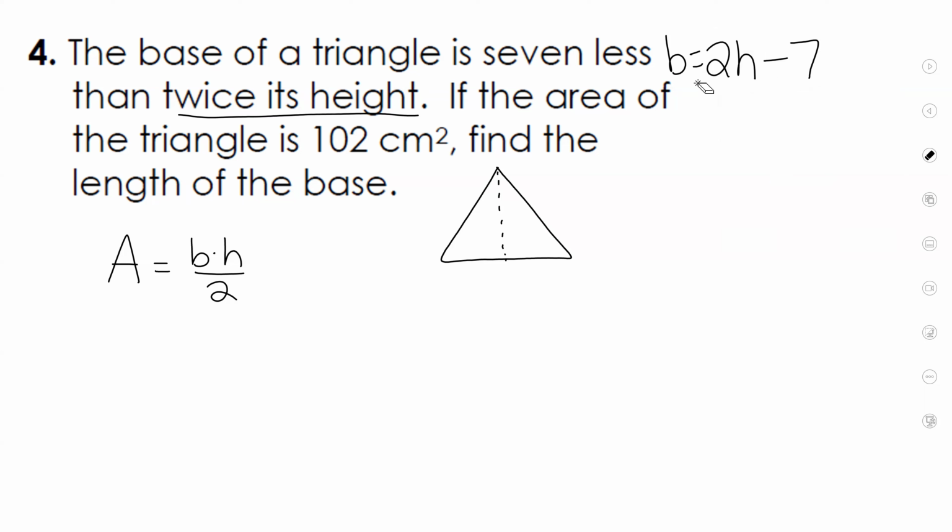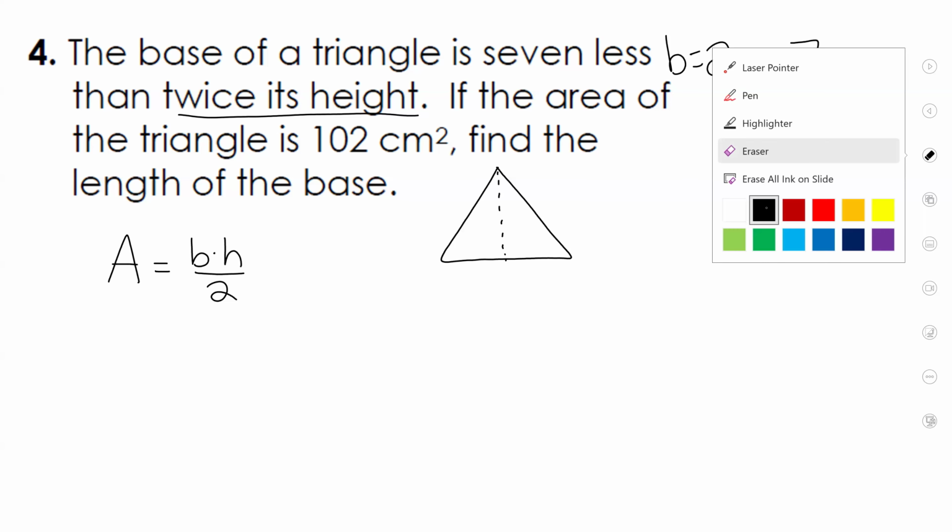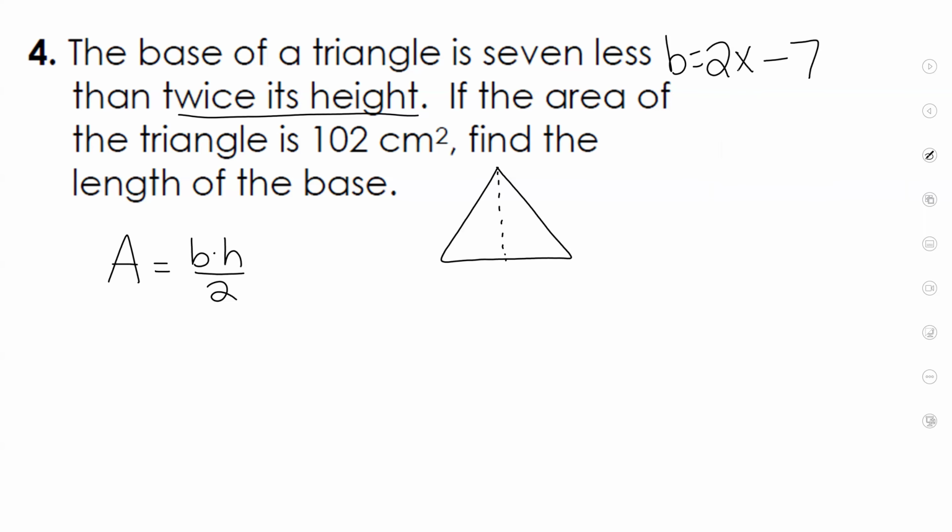Okay, now instead of using h, I'm going to use an x. So I know the base is going to be 2x minus 7, and then my height is just x, because we did twice the height minus 7 to get the base. Are those okay? All right.